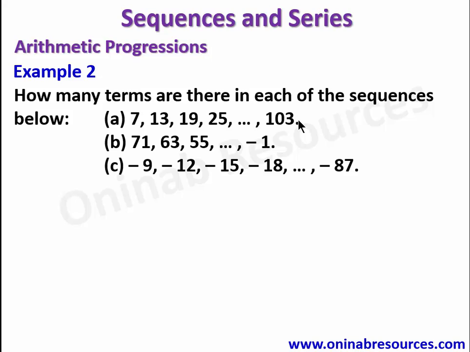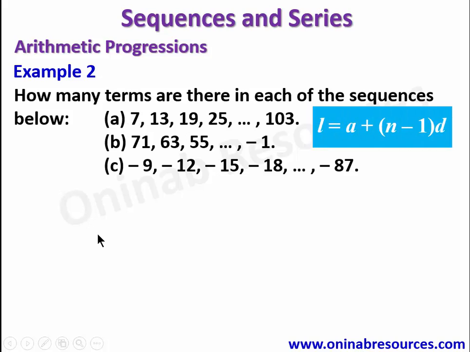So we will now look at how many terms we have in each of the sequences. We have verified the first one to be an AP. So starting from the solution of A, we know this formula L is a plus (n minus 1)d. Be informed that we have Tn, and we told you that Tn is for any term. So since we are given the last term, we are going to be using this formula to get the number of terms in the sequence.